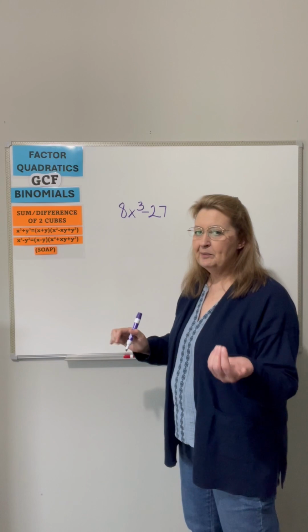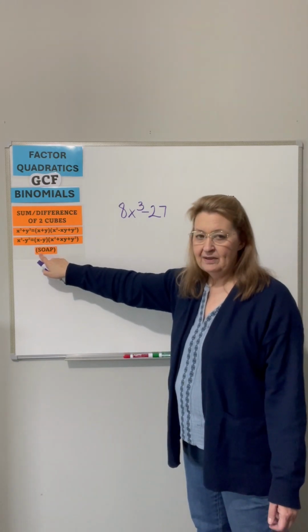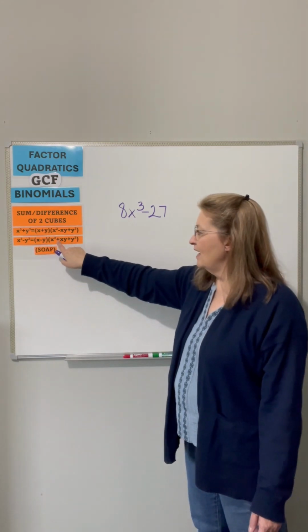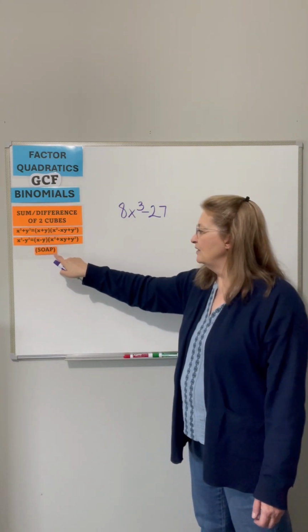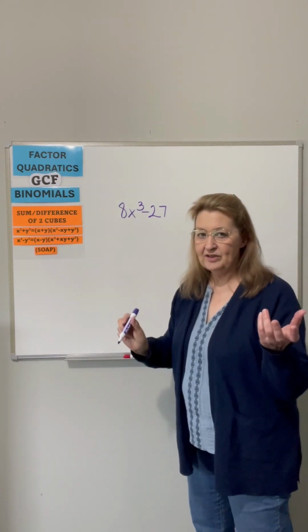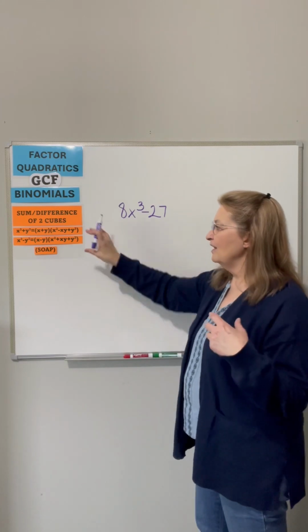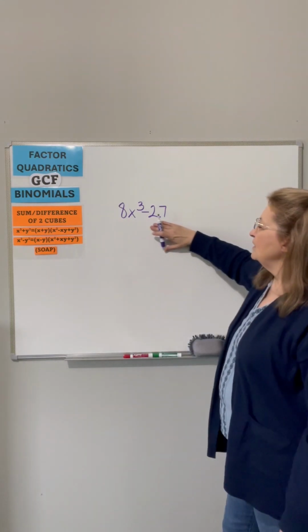We use a little trick here, the SOAP. That can help you remember your signs because your signs are going to be the same. That's the S. The next sign is going to be the opposite of that sign. And then the last sign is always positive. If you see that last sign, it's always a plus sign. So that'll help you memorize the formulas.